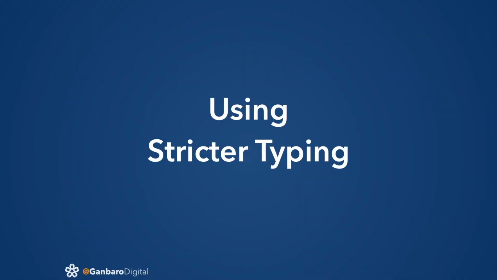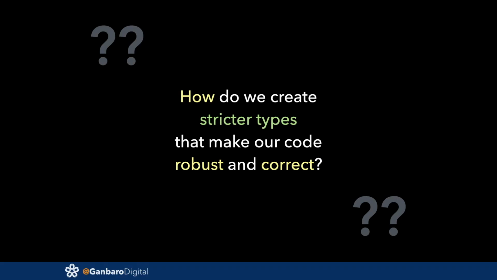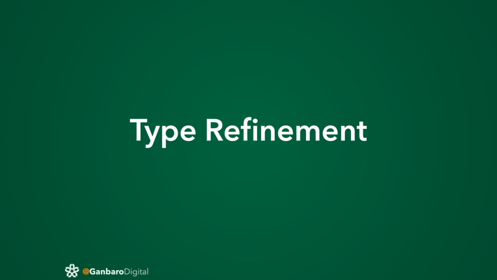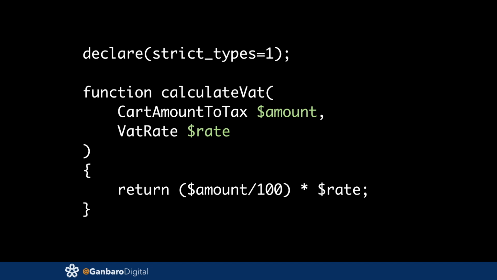In part 2, I want to look at how you go about using stricter typing, and it all being driven by the software engineering. There are 2 outcomes we want. We want to make our code robust and correct, and we want stricter types to help us achieve that. So our starting point is a process known as type refinement. Here's our example code again.